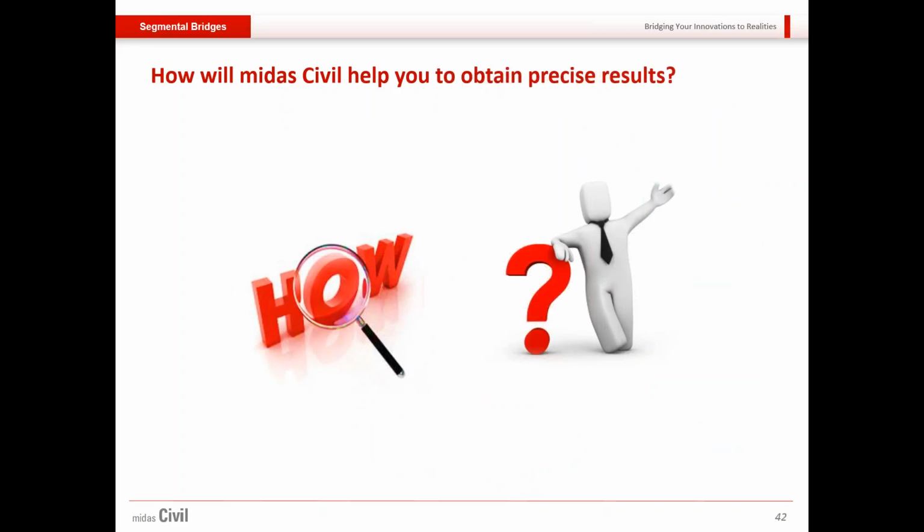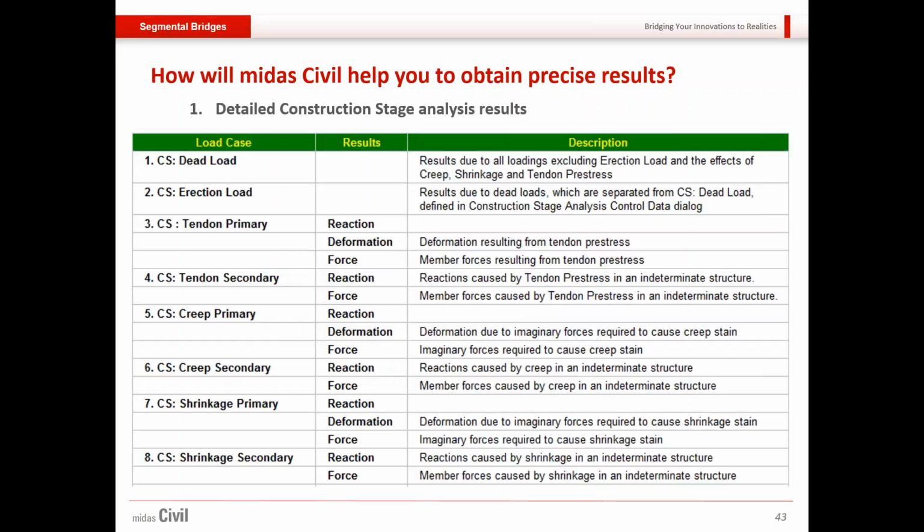So all that part was for the modeling and analysis. Now interpretation of the results is also important. So how will it help in getting precise results? So with many construction stage, what you'll get is loadings and the bending moments at different construction stages as well. So all of these, be it dead load, erection load, or tendon loads, creep, everything is available in the construction stage, wherein individual stages could be checked.